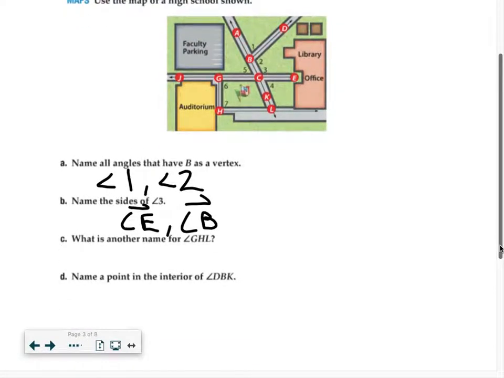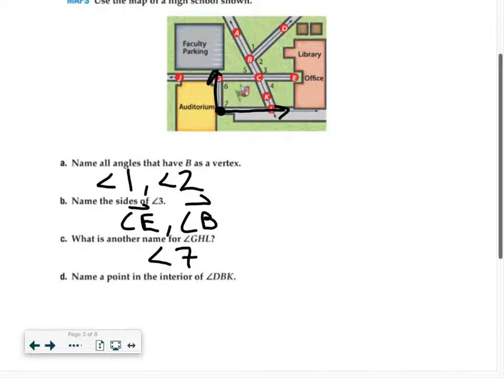Alright, so what is another name for angle GHL? So let's find point H because that's our vertex of the angle. So here is point H. GHL, we're talking about this angle. Another name for that would be angle 7. Or we could name it just using the vertex, angle G.